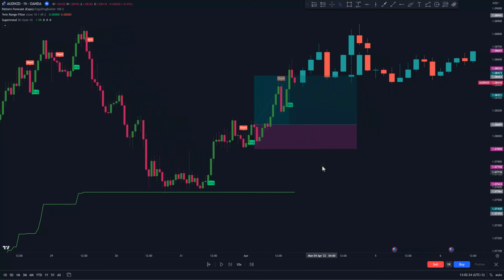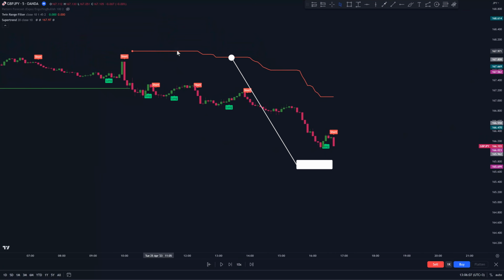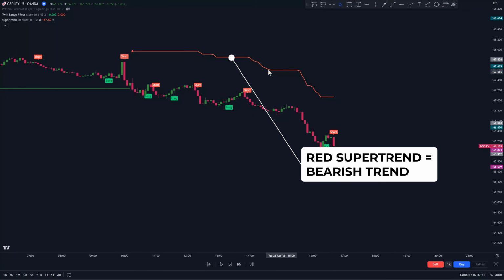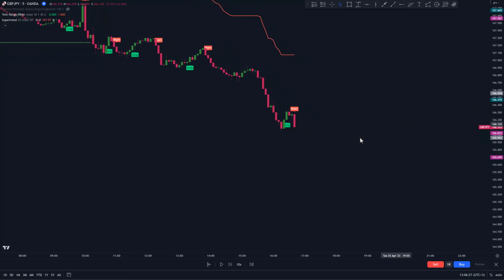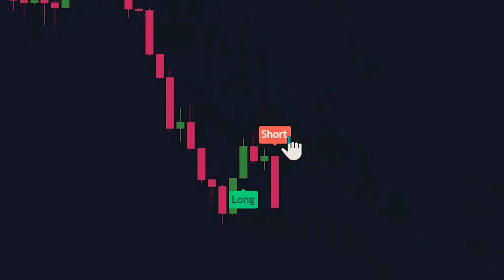and take profit. For a short trade, it's going to be the opposite. So first, the Supertrend indicator should be colored red and the price should be trading below it to indicate that the market is in a bearish trend. Second, the twin range filter should print a sell signal, like this one. This now becomes our potential entry candle.